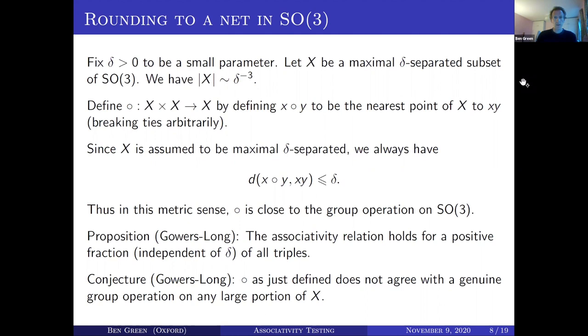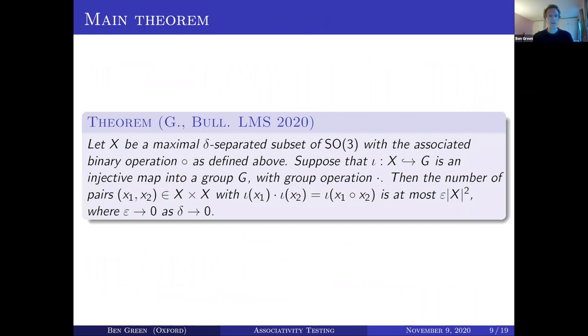Right, so my theorem is the following. This has now appeared in the Bulletin of the London Mathematical Society. Suppose you have a maximal delta separated subset of SO3 and that you define this rounding operation circle. Suppose that iota is an injective map into a group G. And I'll denote the group operation on G with a little dot.